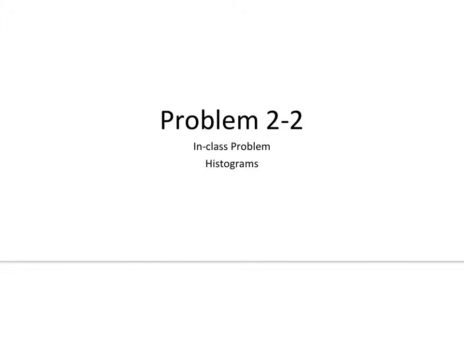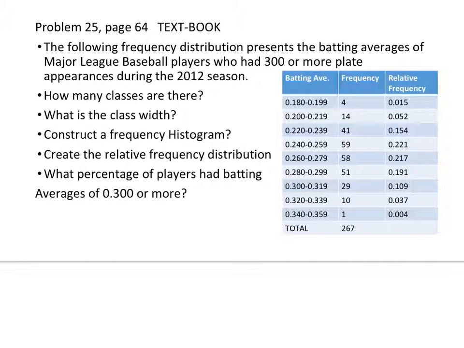So we're also in this chapter going to talk about problem 2.2 in creating a histogram. So we're going to go again back to the textbook and look at a particular problem and work completing a histogram. So in problem 25 on page 64 of your textbook, the following problem is about batting averages.